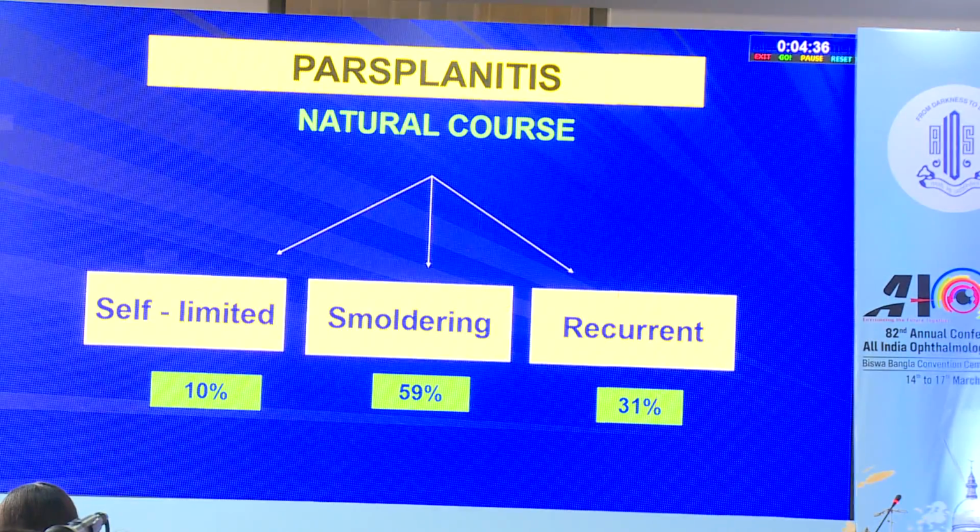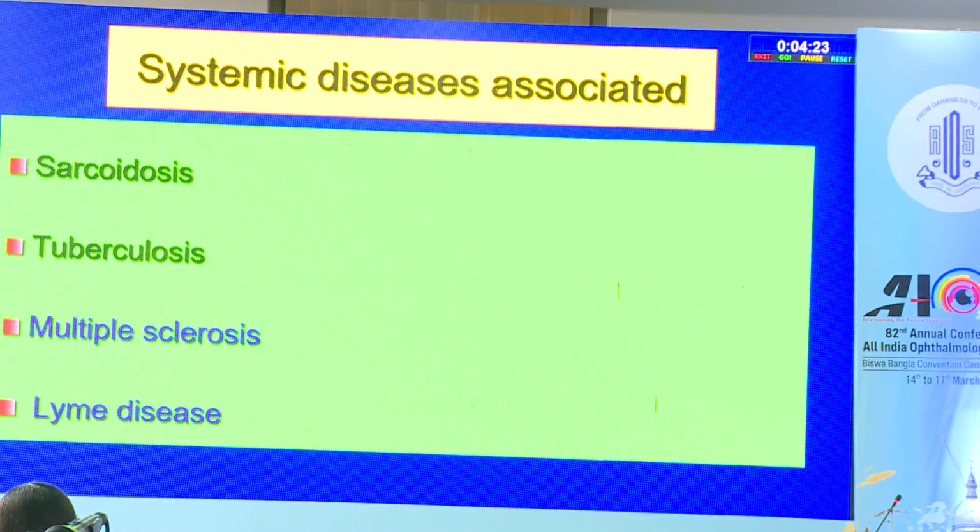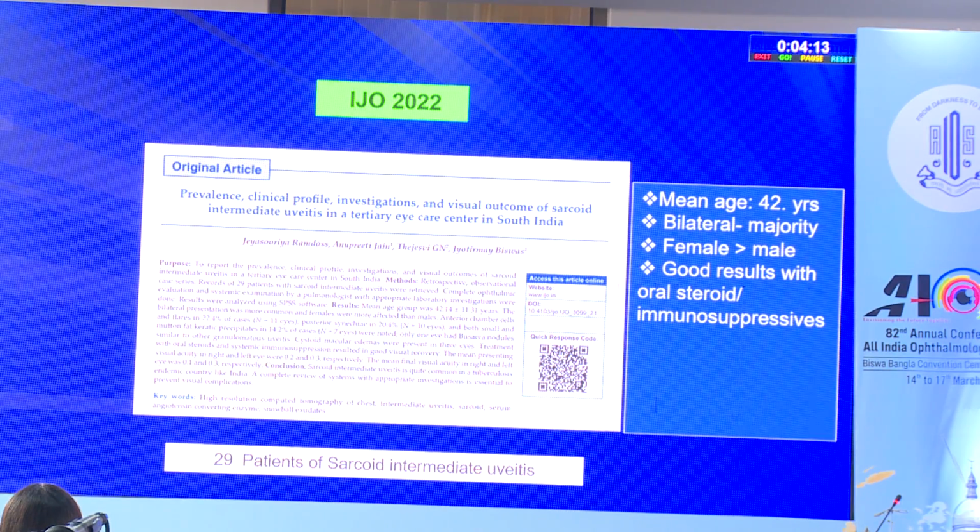Natural course of this: don't tell the patients that it will be cured, because self-limited is only 10%. It's mostly a chronic or recurrent disease. 60% smoldering, 30% recurrent. And these are the diseases in our country: sarcoidosis and tuberculosis to be ruled out. Multiple sclerosis is relatively rare, and Lyme disease occurs only in particular areas where Lyme is prevalent.